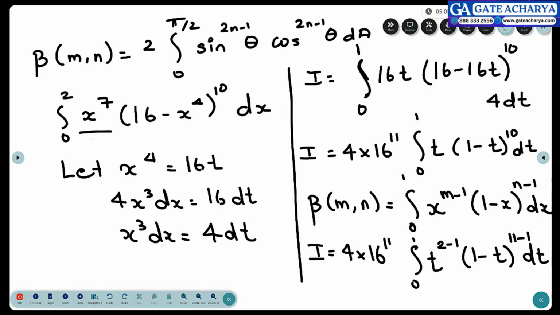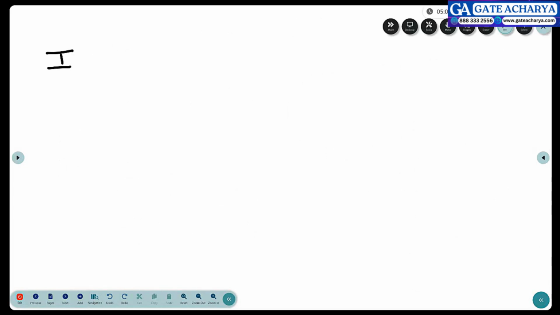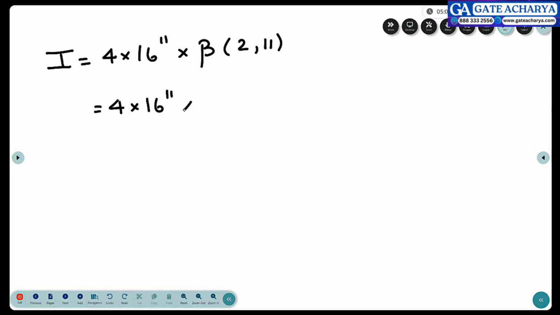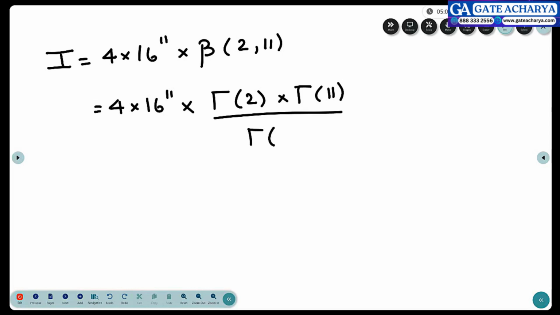So finally, I is 4 into 16 to the power of 11 into the beta function of 2 comma 11. See, I told you the beta function directly doesn't have an answer. If it's an integer, you can directly convert it to the gamma function. So it is gamma of 2 times gamma of 11 divided by gamma of 2 plus 11.